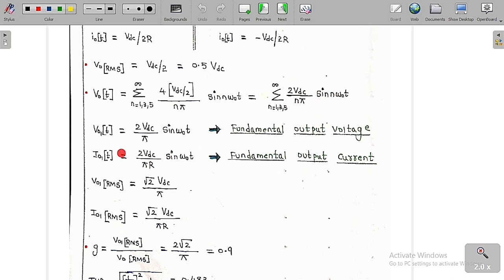If you want only the fundamental output voltage, then keep n equal to 1. Then you get the fundamental component of the output voltage, which is 2 VDC by pi into sine omega naught t. And if you want to know the fundamental output current, the fundamental output current is equal to the fundamental output voltage by R. So the fundamental output current is VO1 of t by R, which is 2 VDC by pi R into sine of omega naught t.